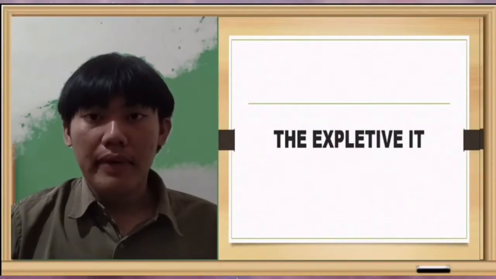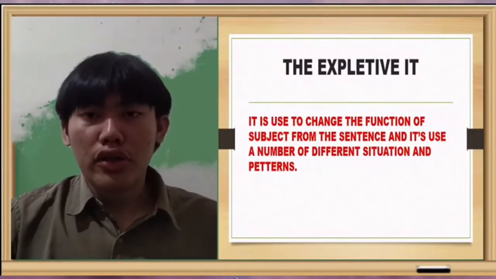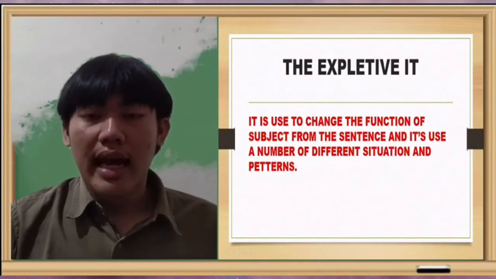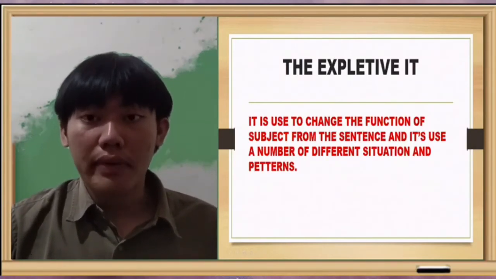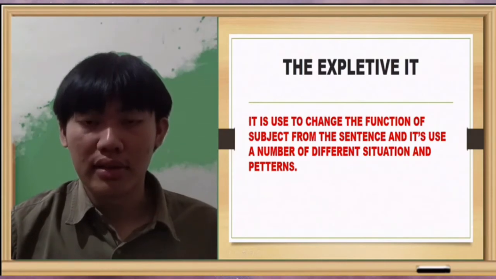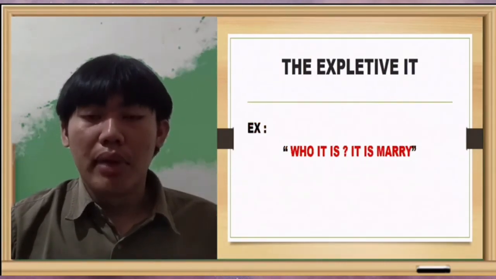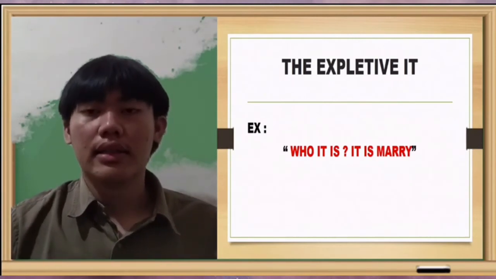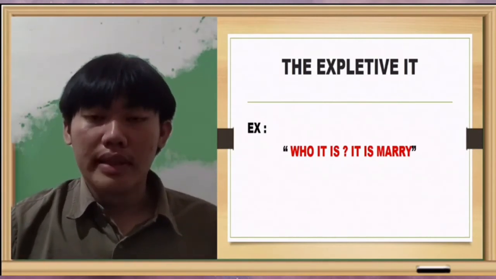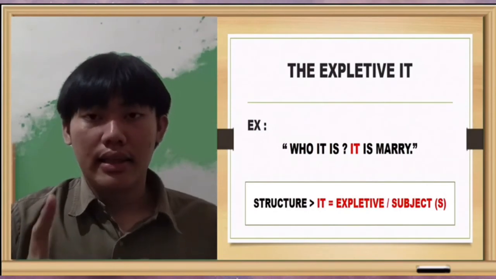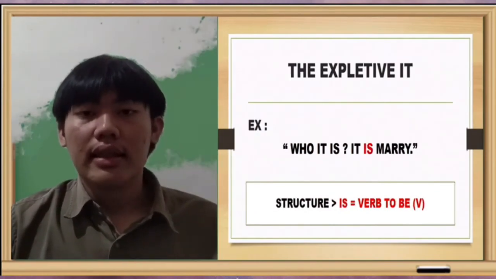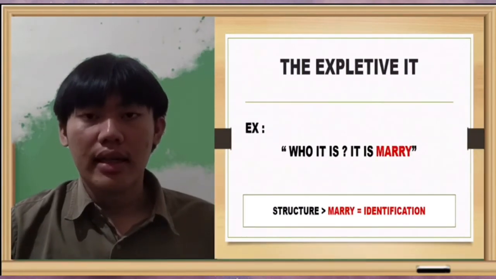The expletive it. It is used to change the function of the subject in the sentence, and it is used in a number of different situations and patterns. For example, who is this? It is Mary. The structure of the sentence is it as an expletive or subject, is as a verb to be, and Mary as an identification.